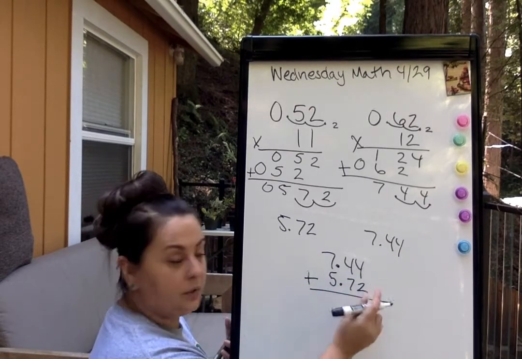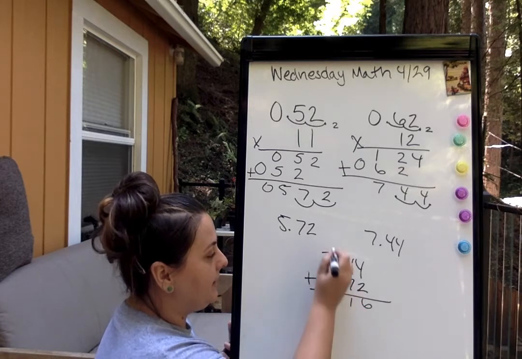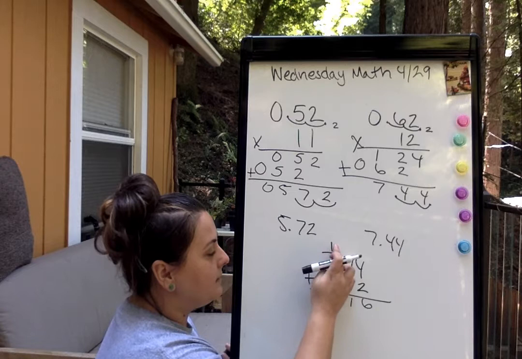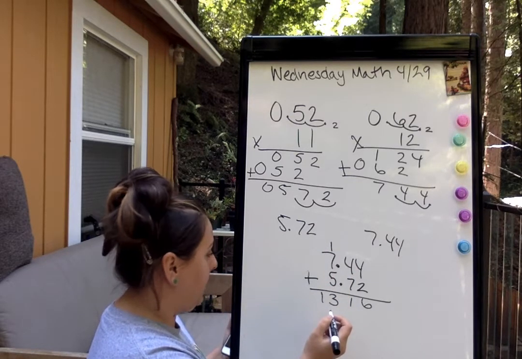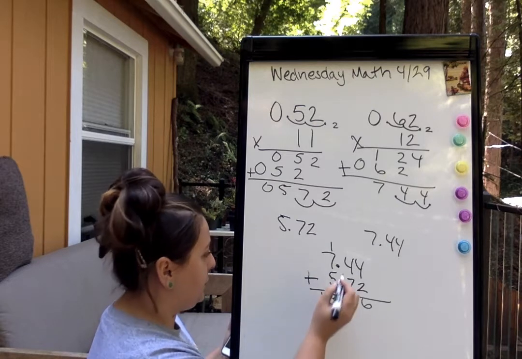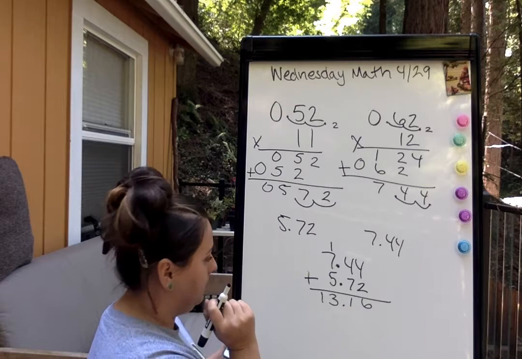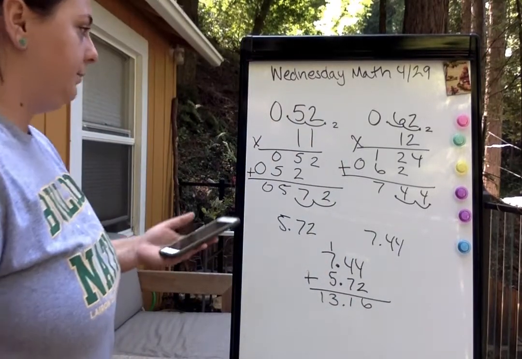4 plus 2 is 6. 7 plus 4 is 11. And 7 plus 1 is 8. Plus 5 is 13. And this decimal point is going to come straight down. Okay? Easy peasy.